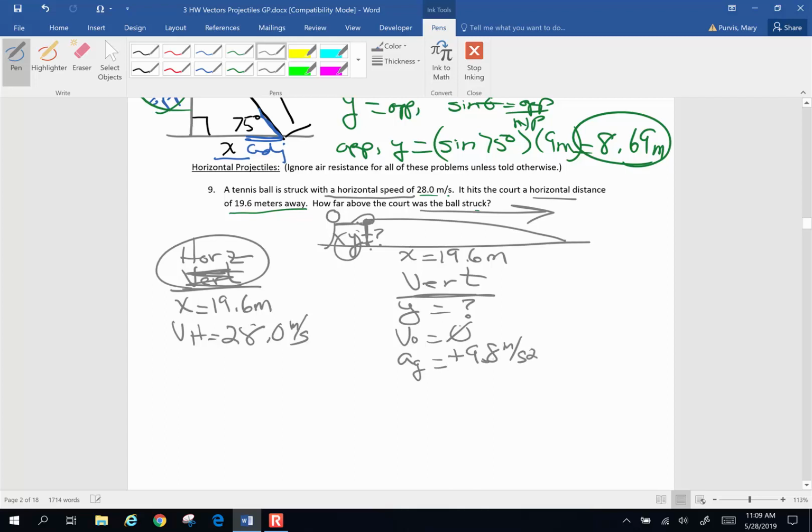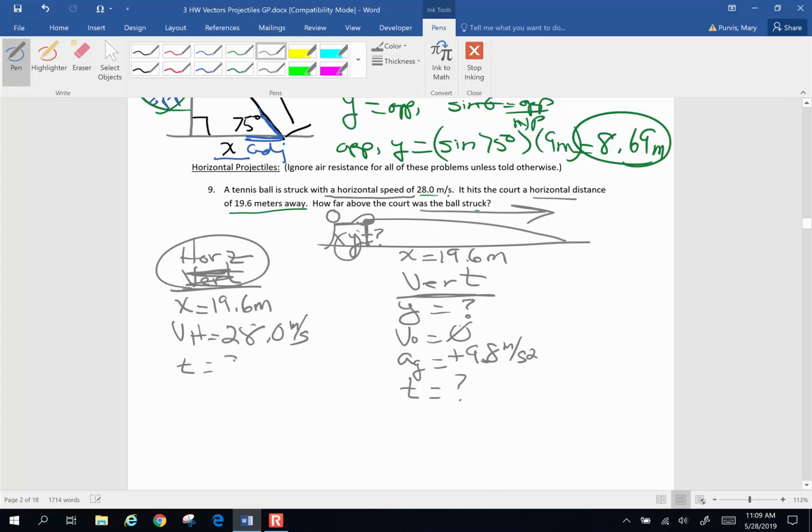Why positive? Because all of the direction of motion is going to be down. We don't have up and down motion, which we'll have in further problems. So I'm going to call that positive. How long is it in the air? I don't know. I do not know the time.